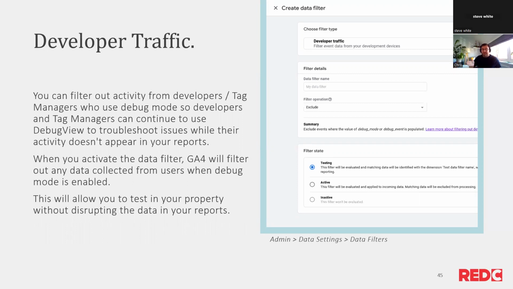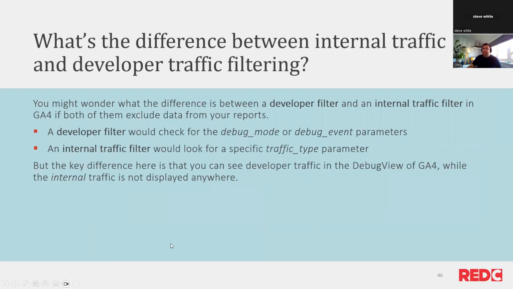Any filters you do and changes you make may be permanent, they aren't retroactive. If you're permanently altering your data, you want to make sure you've got it right first. So what can be done with developer traffic is you can also set it to testing, active and inactive, but the developer traffic will apply debug events parameters to any work being done.